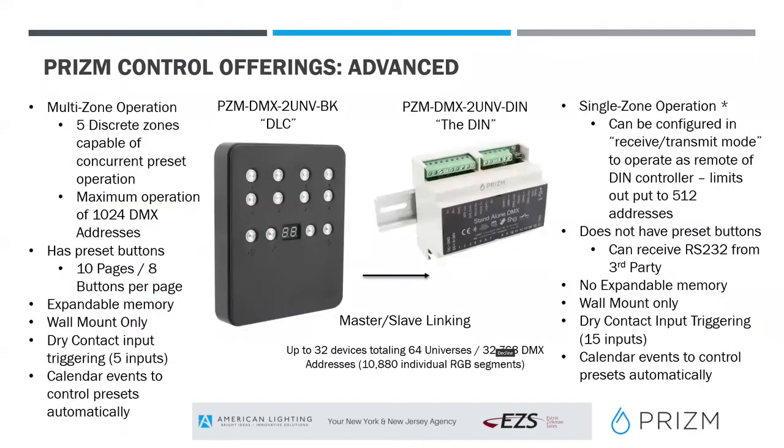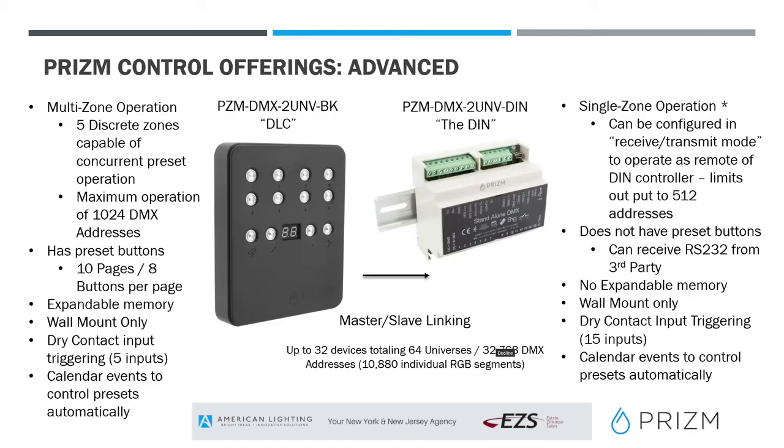Then we also offer our DLC and our DIN. They're essentially the same thing with a couple of different features. They're both 2 DMX universes. They allow zone control, so you could have front of house, back of house, bar, and facade lighting as different zones, and they can all be controlled separately within that controller. There are 2 universes of 512, so a total of 1,024 DMX address capability.